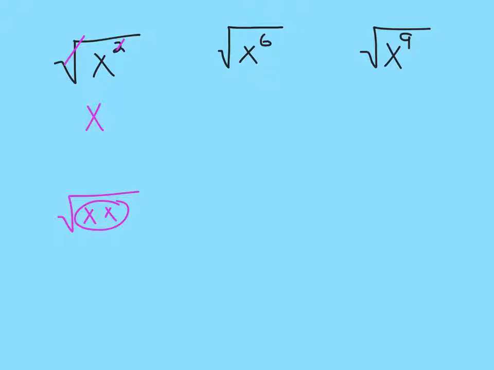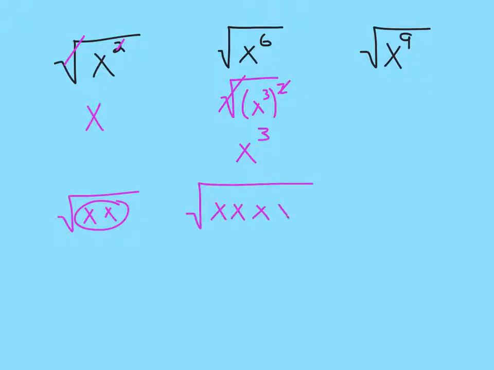Then we have the square root of x to the 6th. Well, since x to the 6th is something squared, in fact, it's x to the 3rd squared, this square root and this squared cancel. So the answer then is just x to the 3rd. You could have again written out all 6 factors of x. If you chose, you'd see that we have 1, 2, 3 pairs of x's, and you can write one on the outside.